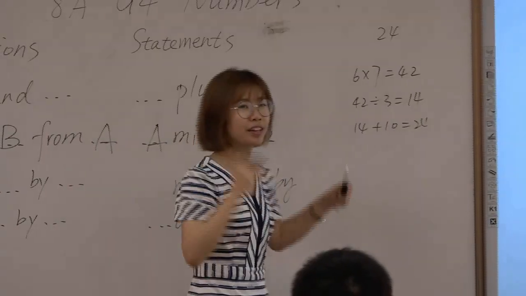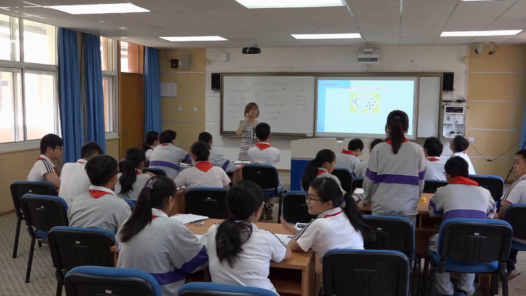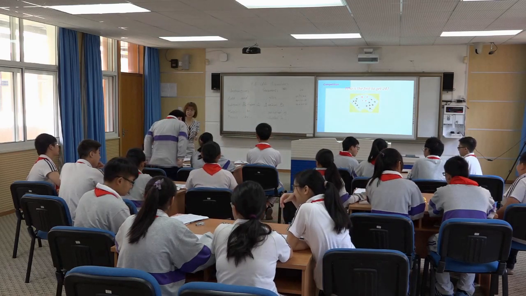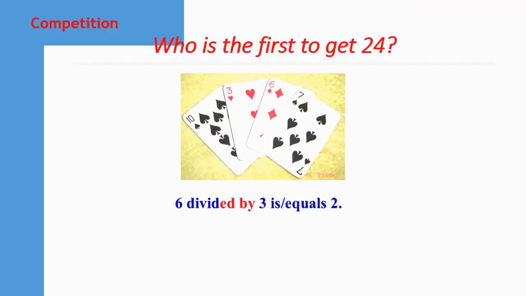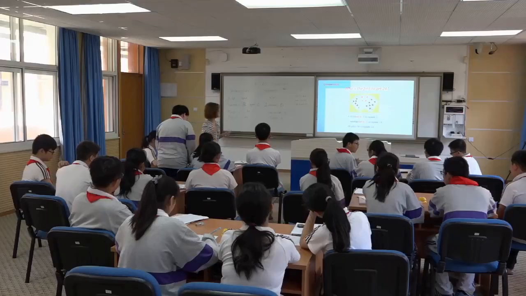I think that's difficult to think of, right? This way is very difficult to think of. Very good. So please, any other one? Yes? 6 divided by 3 equals 2. 2 multiplied by 7 equals 14. Yes. 14 plus 10 equals 24. Yes, this is a very common way. I think that this way is easier to think of. Right. Thank you. Sit down, please.